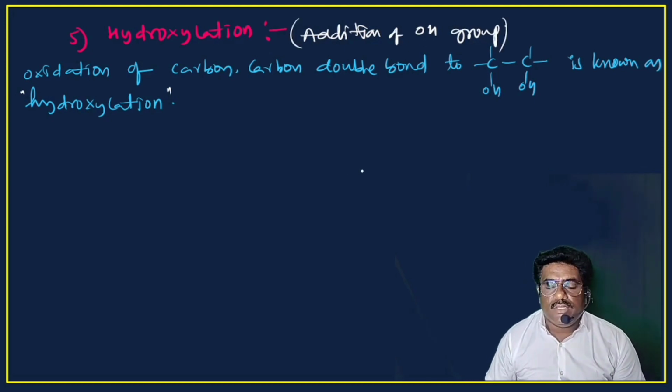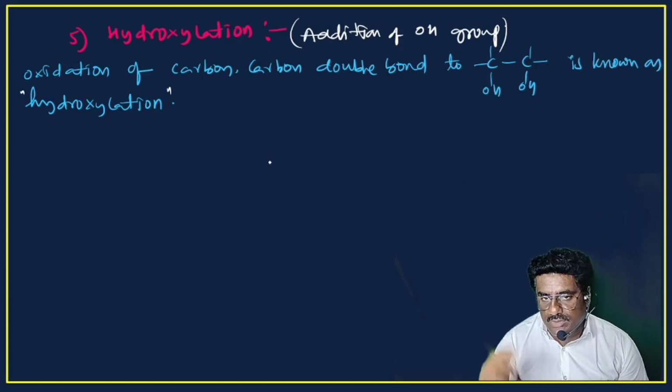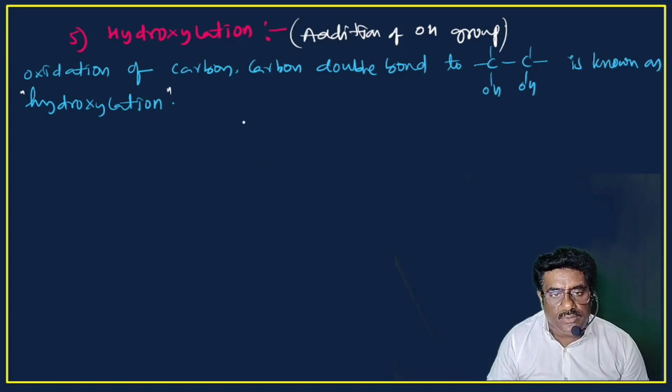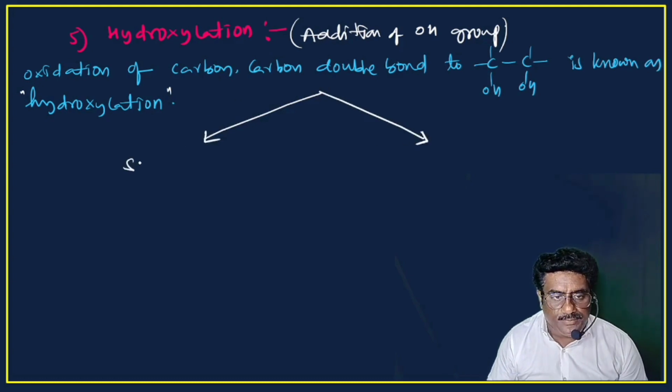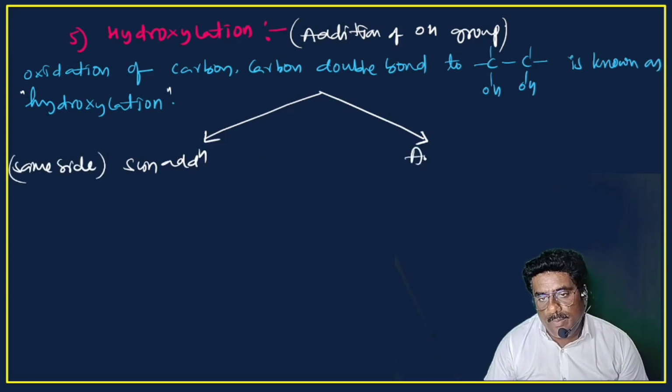So, in hydroxylation, two additions are possible: syn addition and anti addition. See, two possible. One is syn addition. Syn addition means same side addition, same side OH addition. Anti addition means opposite.